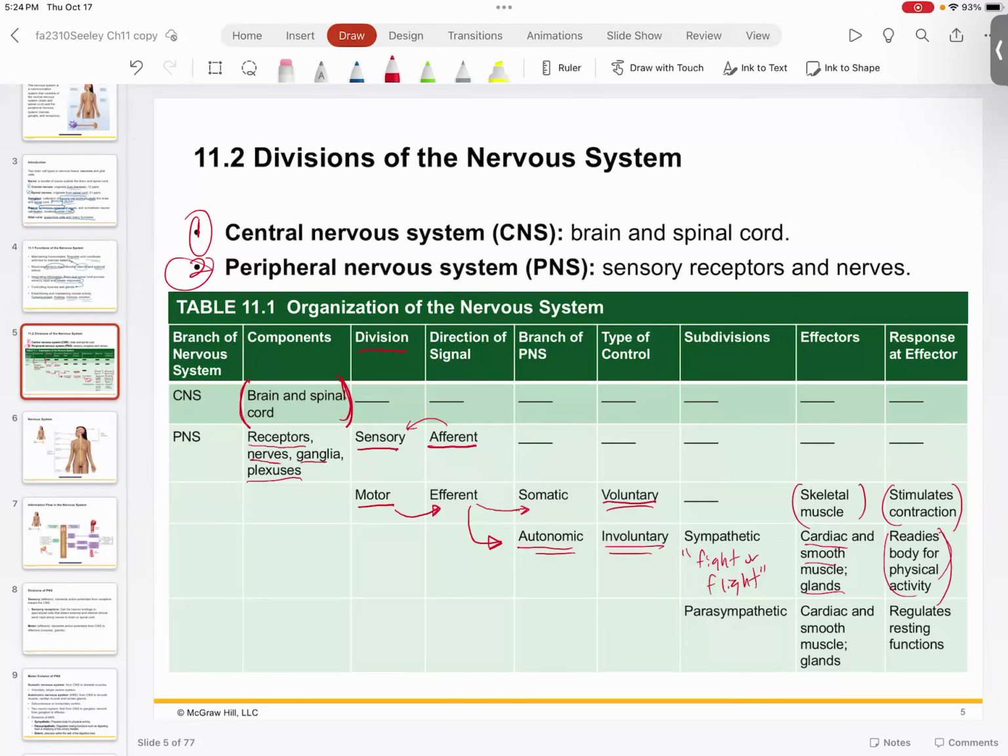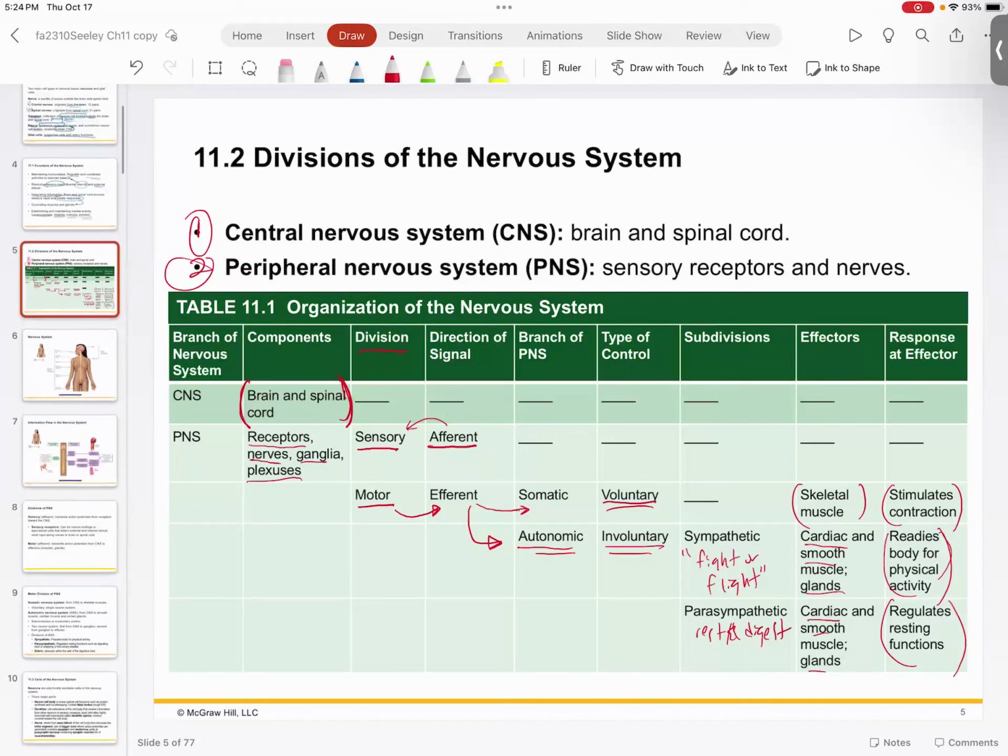Now, the other subdivision of the autonomic is the parasympathetic. So this is basically your rest and digest subdivision. It's also going to be targeting the cardiac, the smooth, and the glands. But in this case, what's happening is it's regulating your resting functions. So this is basically the one that's in play when you are at rest. So many of you probably are at rest right now, and so you're probably in parasympathetic mode.